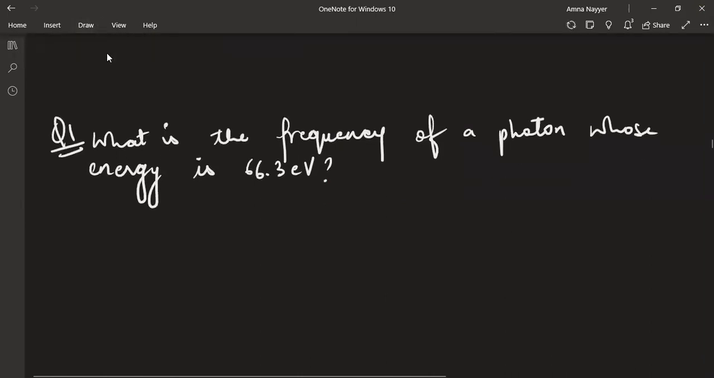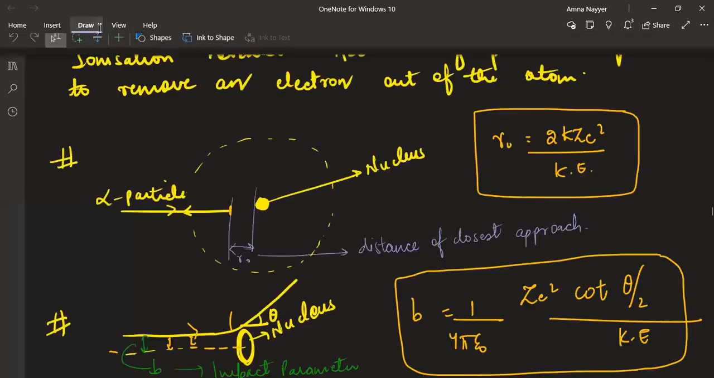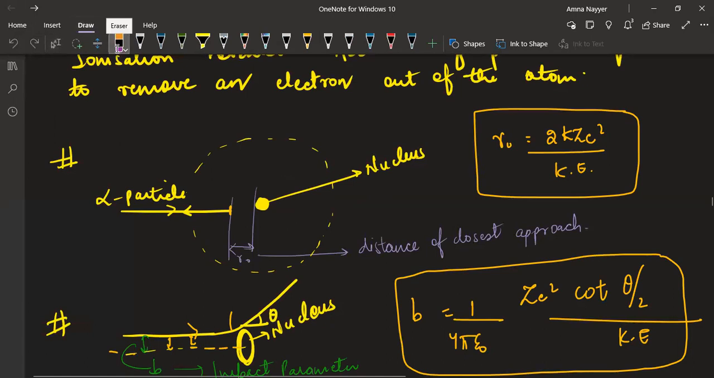See, this question says: what is the frequency of a photon whose energy is 66.3 electron volt? So now energy is mentioned to you, frequency is asked, and energy is also given in electron volt. This is not the SI unit. So this energy 66.3 electron volt, we'll convert it into joules.